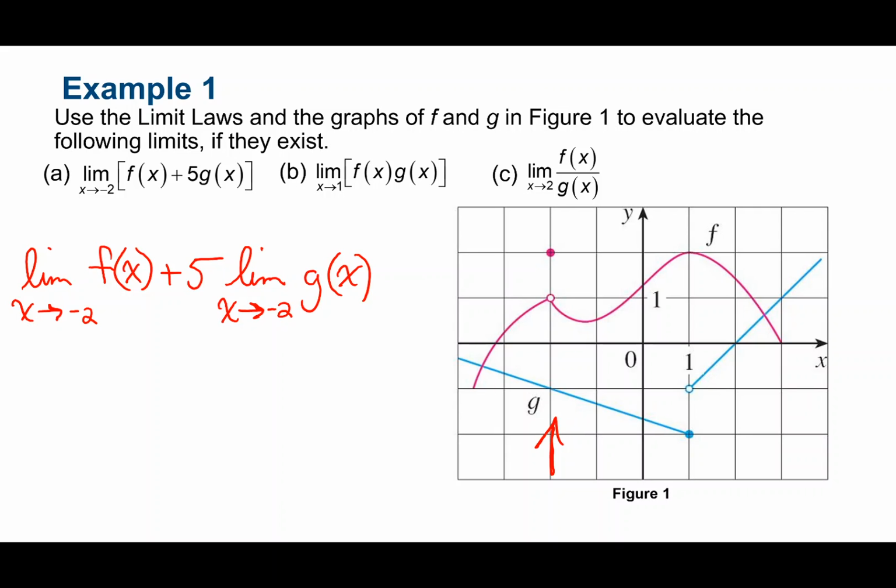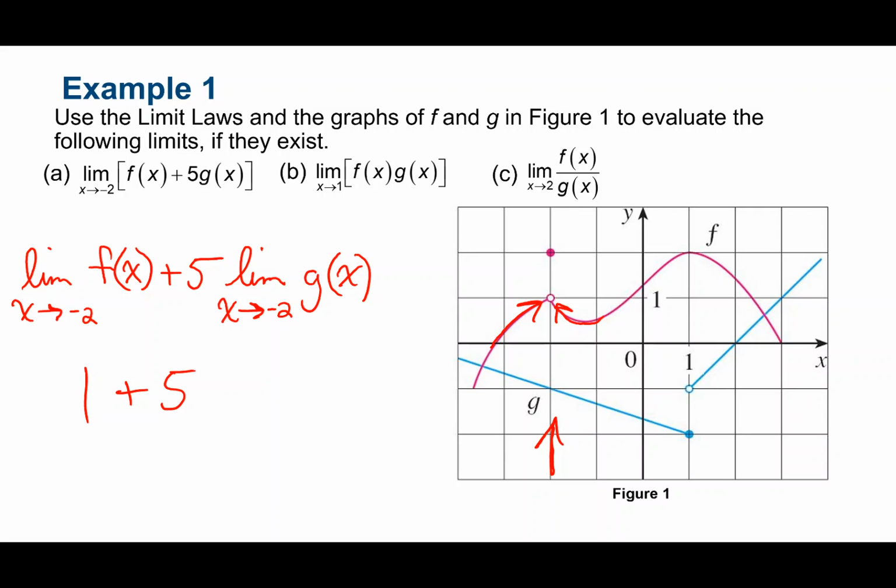So even though that thing's getting a little bit complicated, the only thing we have to figure out to be able to answer this is we need to know the limit as x approaches -2 of f of x. We need to know the limit as x approaches -2 of g of x. Let's look at our graph. F is the pinkish, purplish, magenta type color graph there. So as we're approaching -2, from both sides, on F, what's our y value getting close to? 1. So that part's 1. That's the limit as x approaches -2 of f of x.